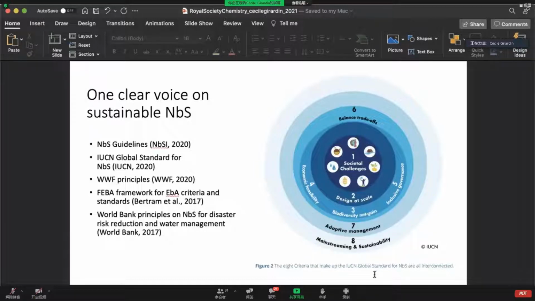The IUCN Global Standard for Nature-Based Solutions provides these eight criteria that you can see here on the right. So addressing societal challenges, designing at scale, ensuring biodiversity net gain, economic feasibility, inclusive governance, as well as balancing the trade-offs, so trade-offs between carbon gains and biodiversity gains, for example, adaptive management, making sure that it's inclusive and adaptive management of these projects, and mainstreaming and sustainability.